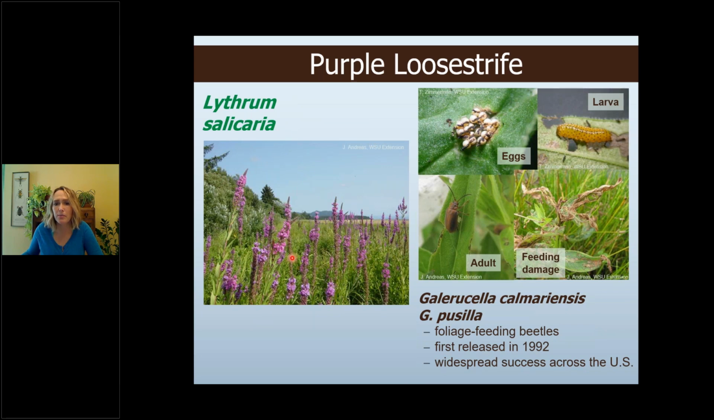purple loosestrife. I'm sure you're very familiar with this plant, and we have a couple of different biocontrol agents. But the big player in all of this is the two Galerucella species. They were first released in 1992, and we saw widespread success across the US.